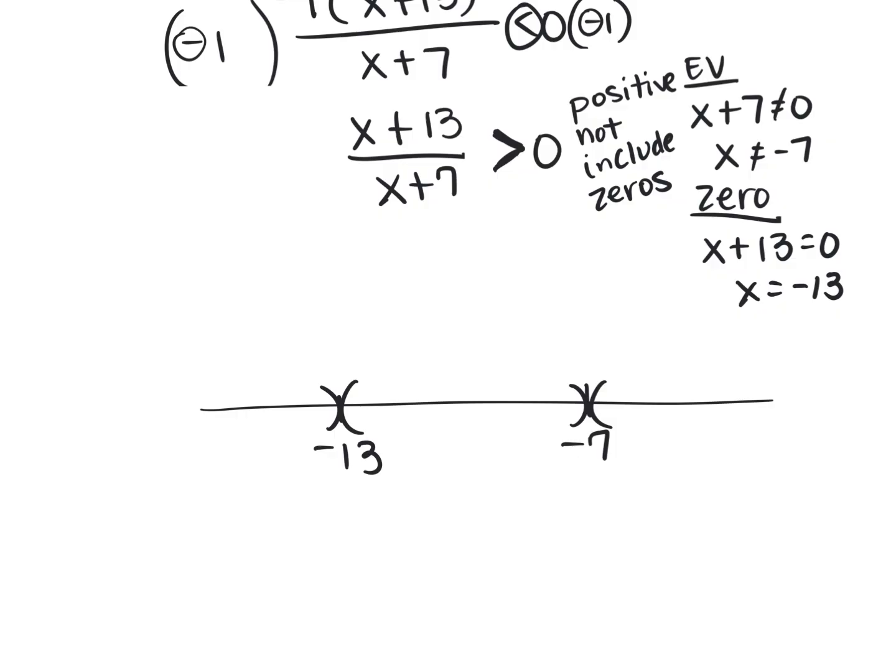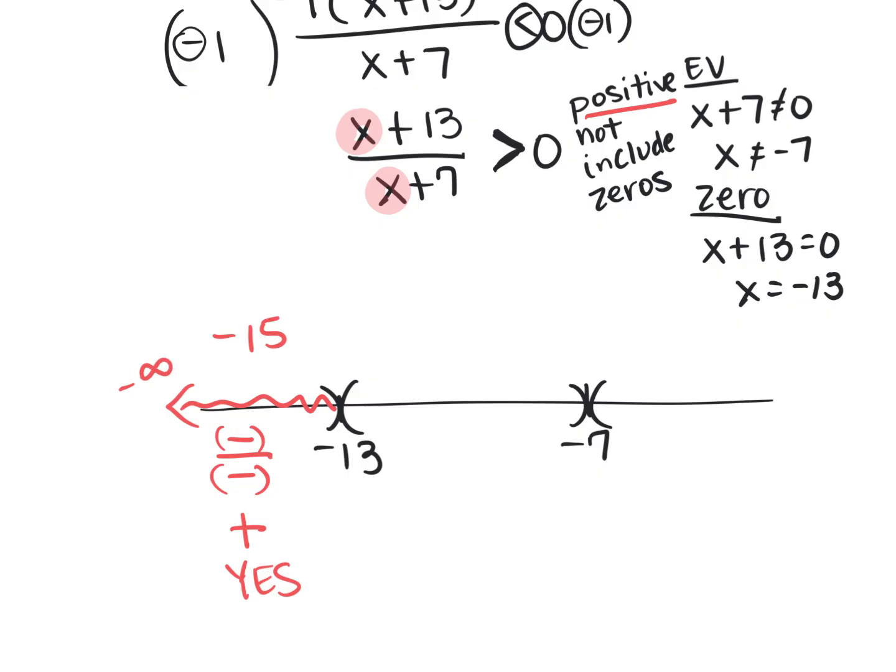So for our test values, I'm going to choose a negative 15 over here. I'm plugging it in for this x and also this x. So when we do that, we end up with a negative 15 plus 13 is negative, and then negative 15 plus 7 is also negative. So that whole section is positive, meaning it's above the x-axis. And we are in fact looking for positives, so that section is included in my solution set. So it goes off to negative infinity over here.